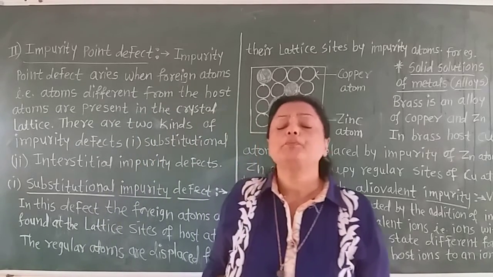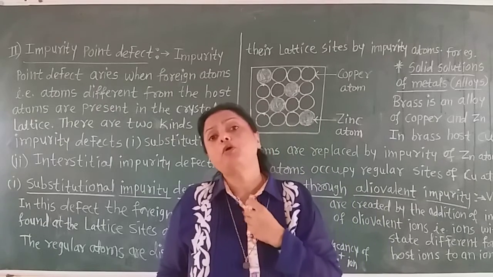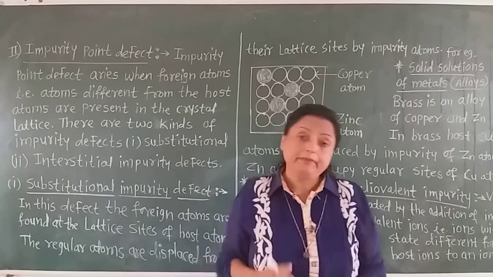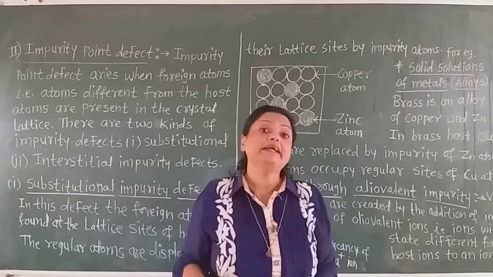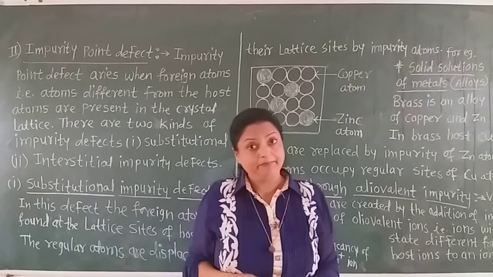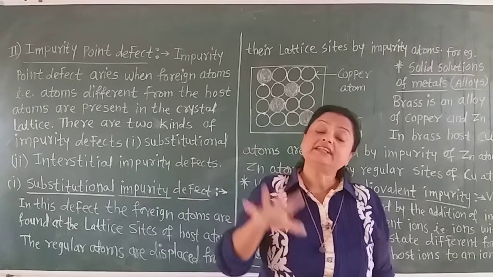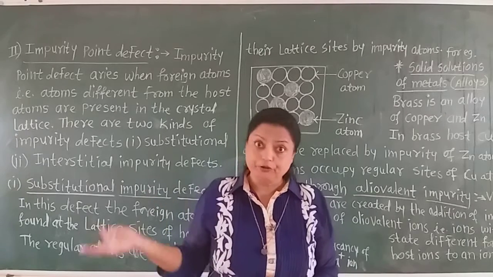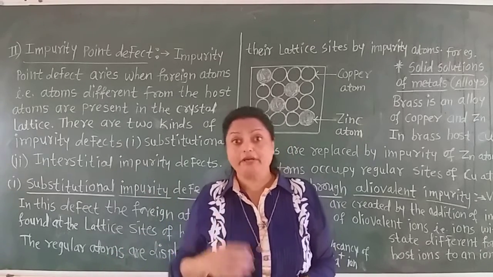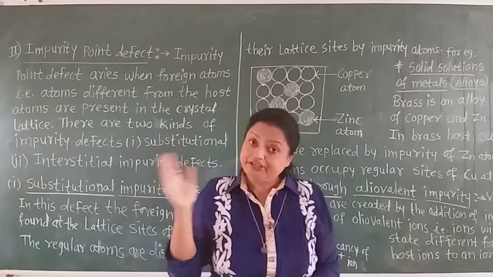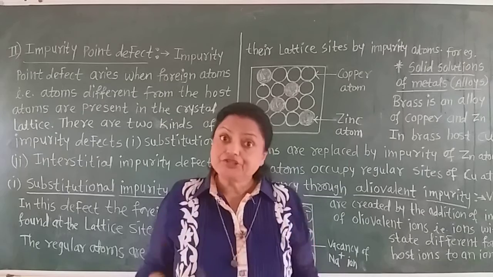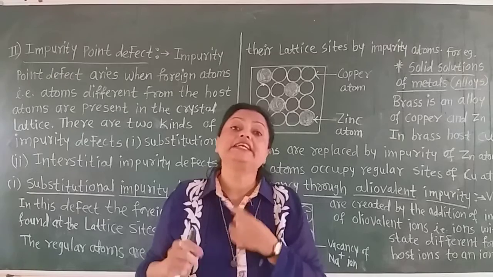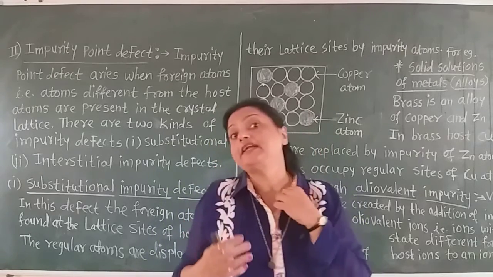We are learning from a few lectures the defects found in the crystal lattice of ionic solids. There are three main types of defects: point defect, line defect and plane defect. In point defect there are again three main types: stoichiometric point defect, impurity point defect and non-stoichiometric point defect. In a stoichiometric point defect, the ratio of the positive and negative ions remains as given by the chemical formula of that ionic compound.